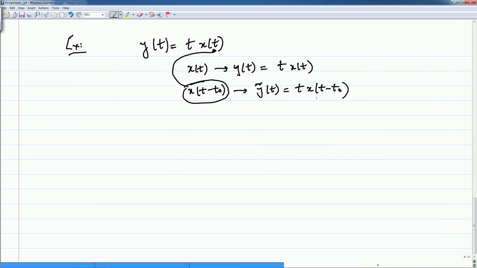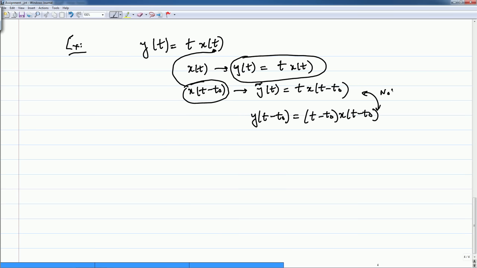So, y tilde of t is t times x of t minus t naught. On the other hand, what is y of t minus t naught? How do I find it? I have this equation, y of t is t times x of t. Instead of t, I should put t minus t naught. That is the meaning of this equation. If I say y of t is t times x of t, instead of t I have to put t minus t naught to get y of t minus t naught. So, there I will get t minus t naught times x of t minus t naught, and you see these two are not equal, and this input output equation is time variant.